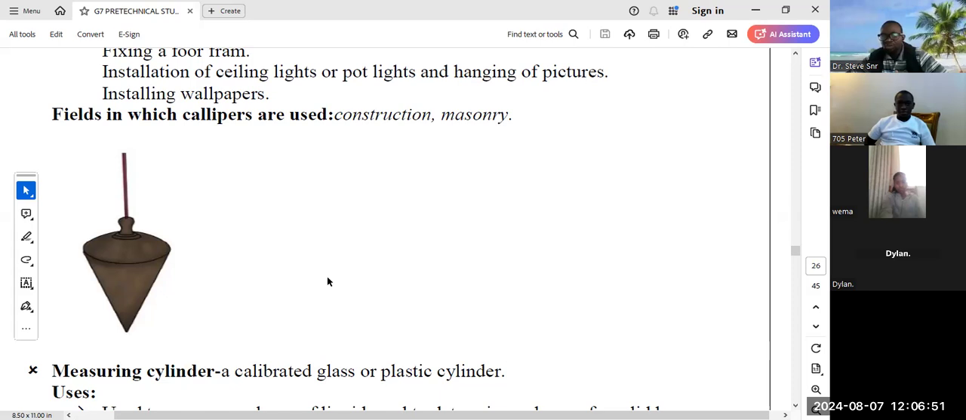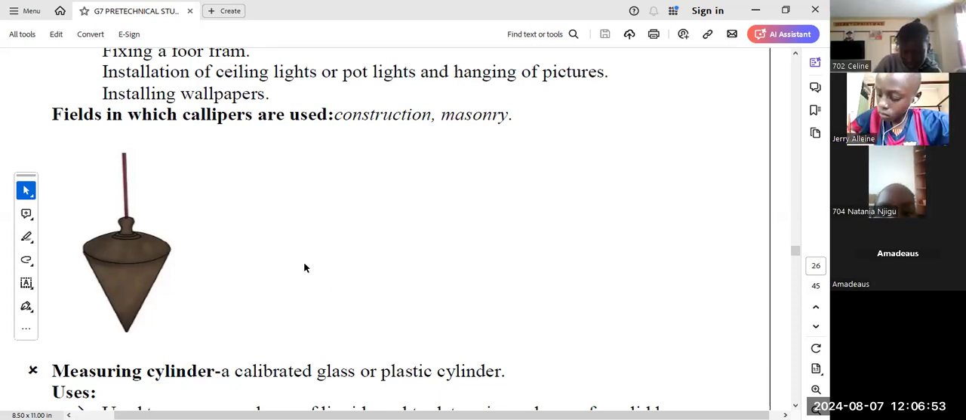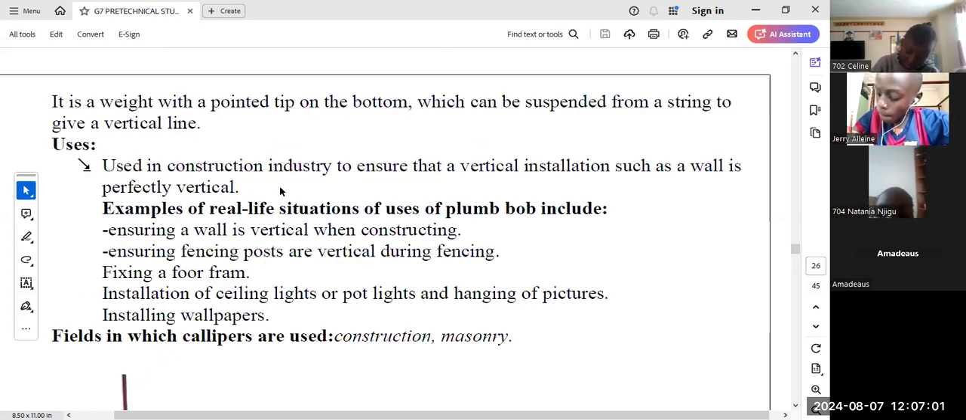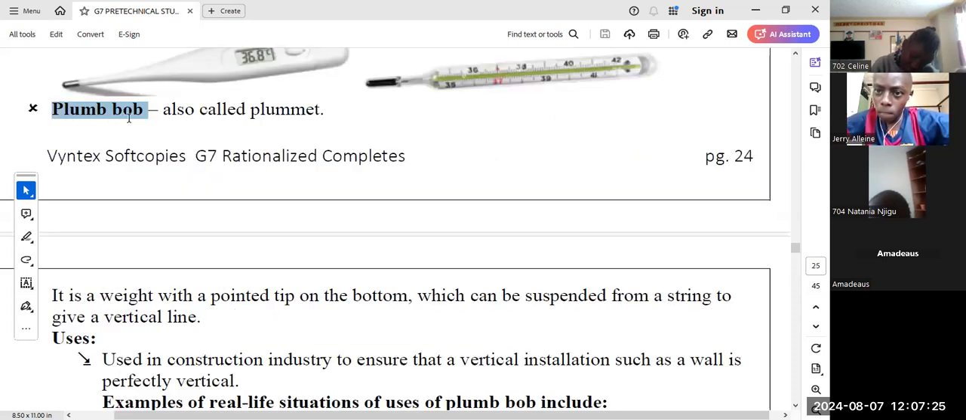Kabiro, inaitwa kabiro kwa Kiswahili. It is used to determine whether a surface is straight or not, the plumb line. It is used in the construction industry to ensure that a vertical installation, such as a wall, is perfectly vertical. We call this plumb bob or plummet.